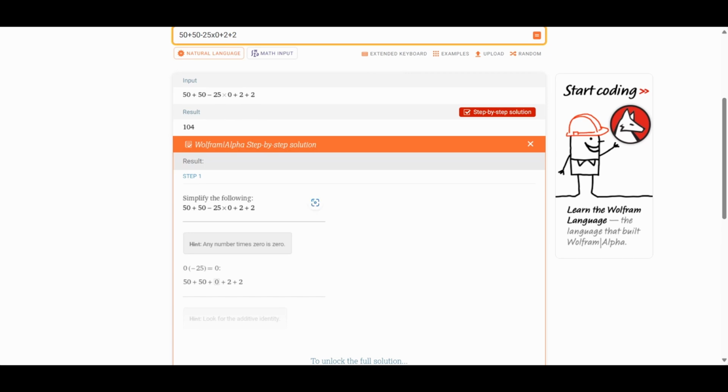But if you do look at the step-by-step solution they give you, they tell you that step one would be to simplify. And there's a hint here saying that any number times 0 is 0, which is true. And the only multiplication you have here is the minus 25 times 0 in this problem. So we're 0 minus 25, however you want to solve it. But that's equal to 0. And all you're left with is 50 plus 50 plus 0 plus 2 plus 2. Or it could be minus 0. It doesn't matter. Adding 0, subtracting 0 is the same thing. So the answer is 104.